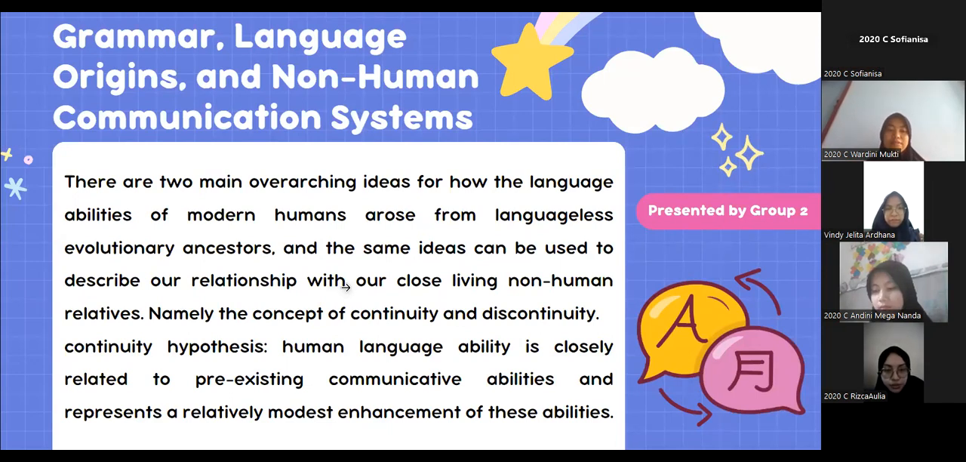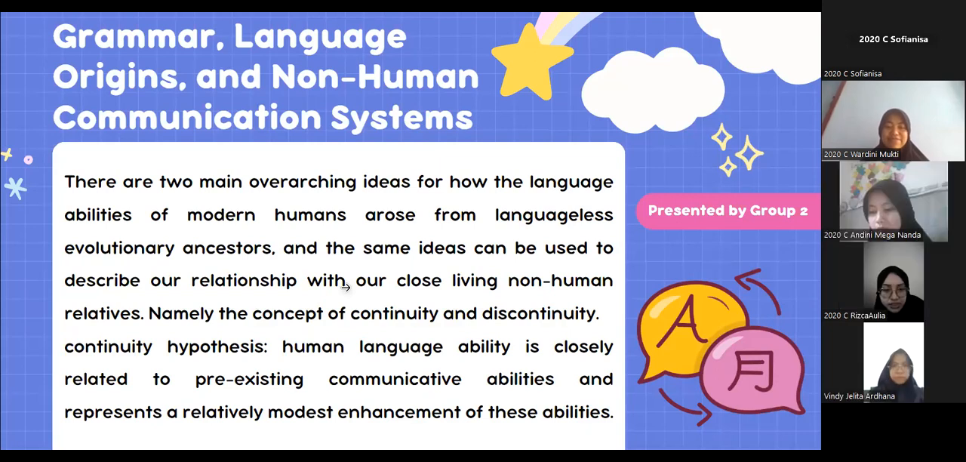Okay, there are two main overarching ideas for how the language abilities of modern humans relate to those of our evolutionary ancestors, and the same ideas can be used to describe our relationship with our close living non-human relatives, namely the concept of continuity and discontinuity. For continuity, the hypothesis is that human language ability is closely related to preexisting communicative abilities and represents a relatively modest achievement of these abilities. Next.